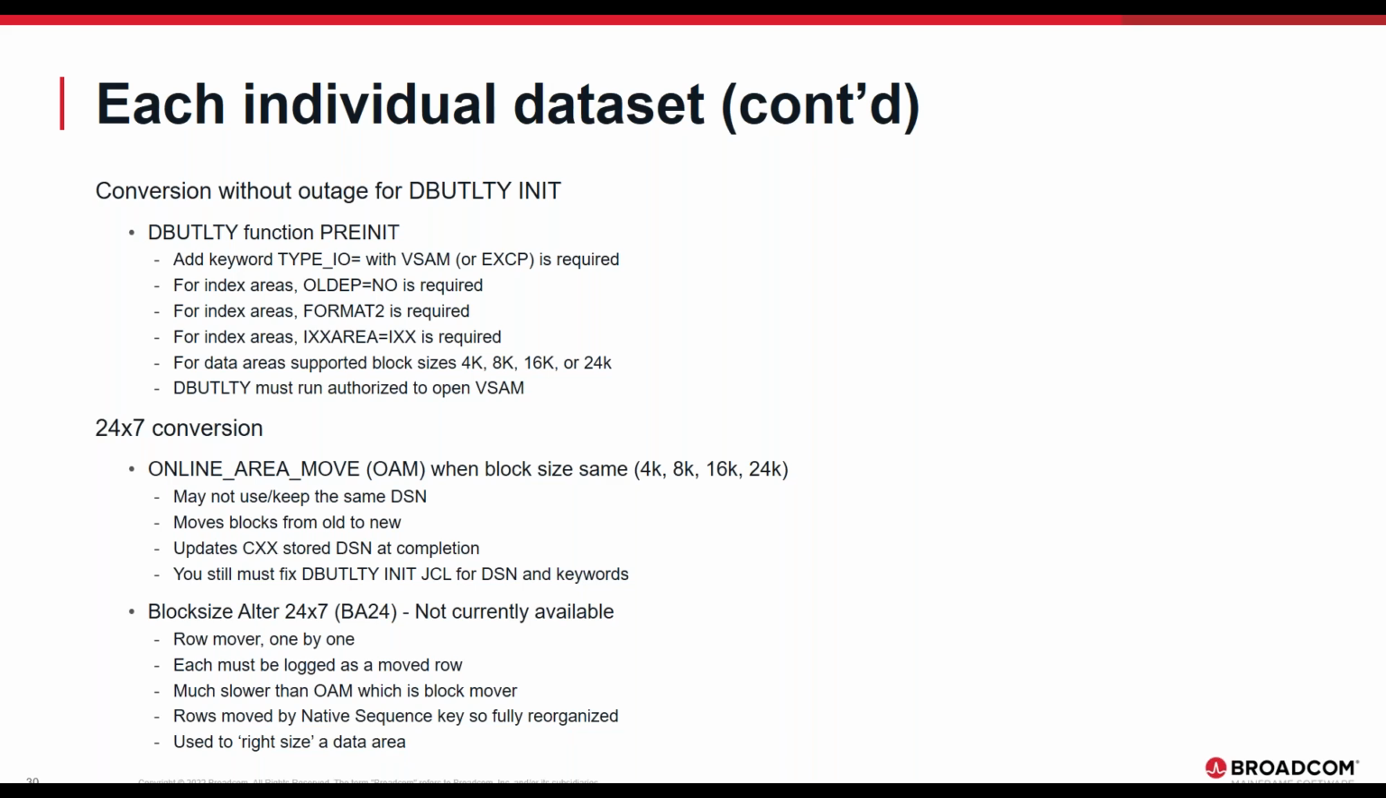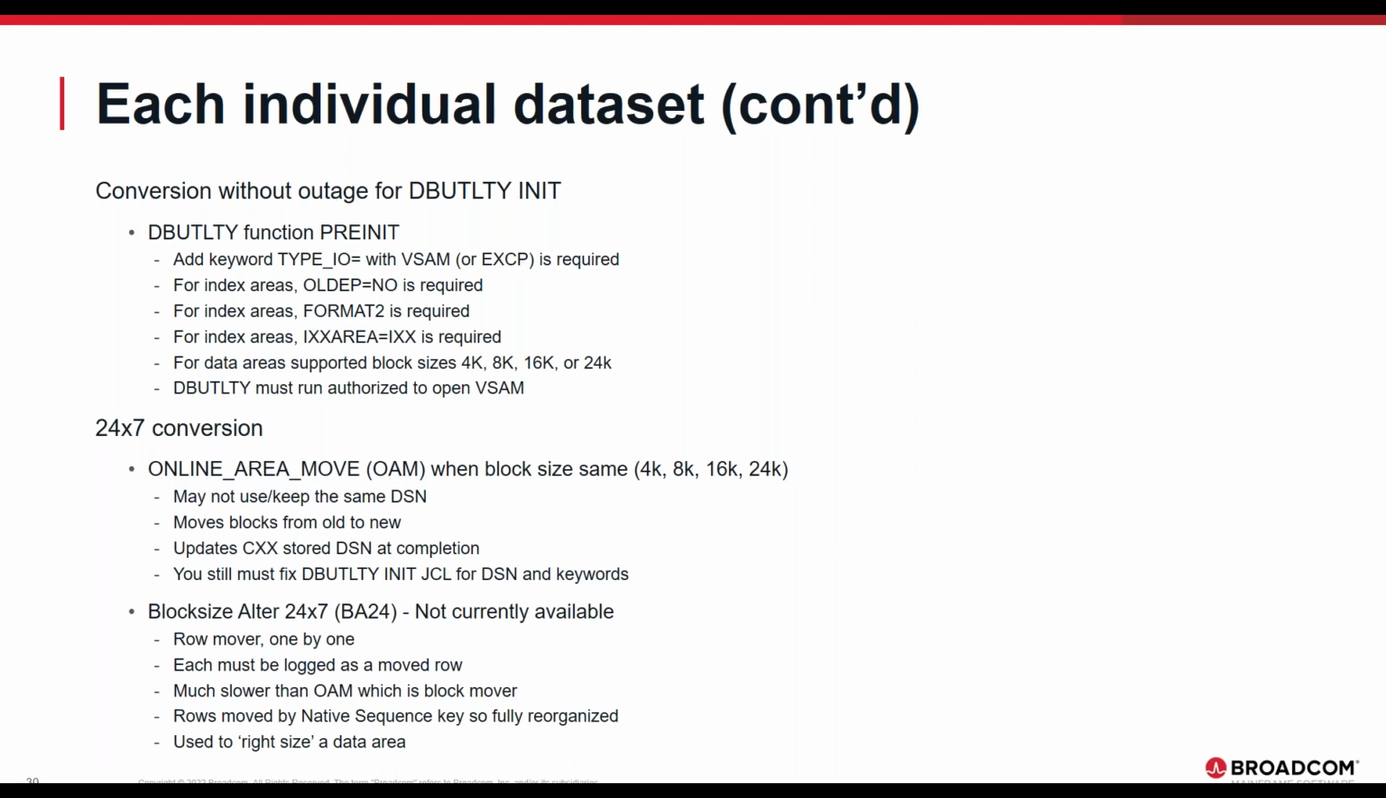Block alter is what we have, but it's not currently available to you. It's in validation testing. It's not totally available. It is a row mover, so every row is moved. It's not a block mover. Each row is moved. Each row must be logged as it's moved, so it's certainly slower than online area move. If you have a 4K block, use online area move. If you do not, then this will become available at some point. It is definitely slower than online area move, but it will put things in order.